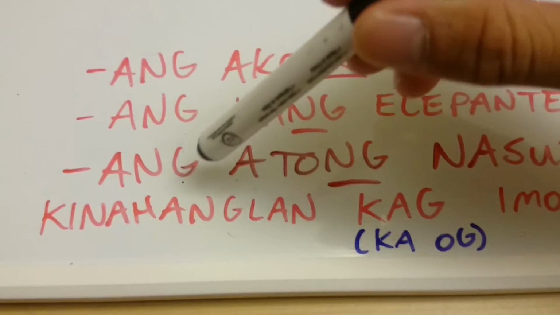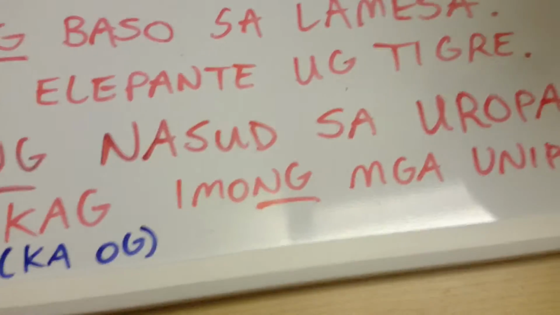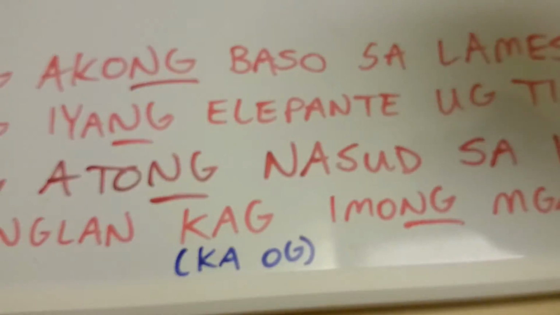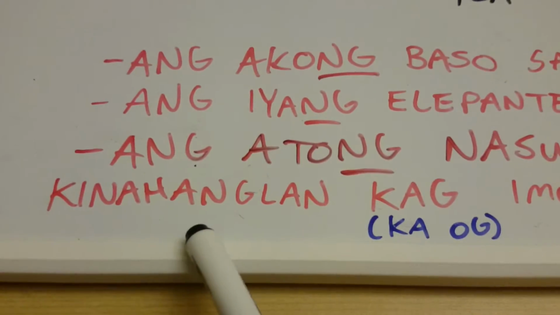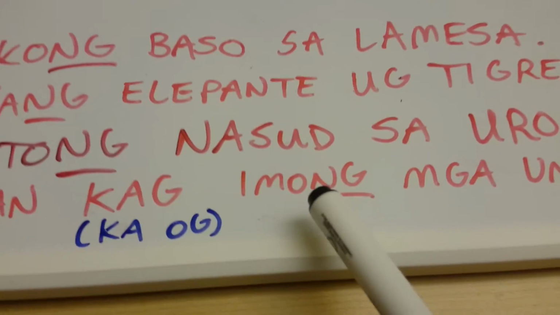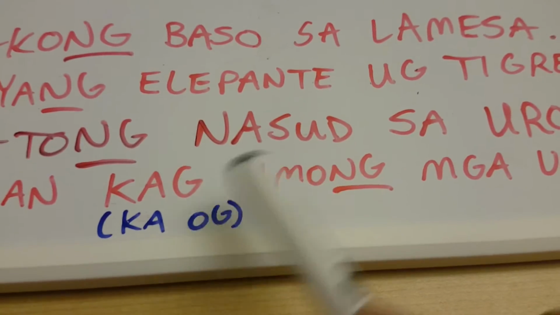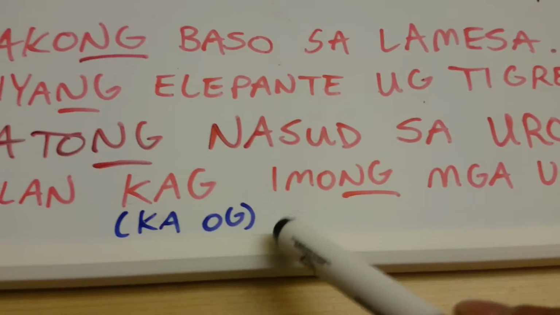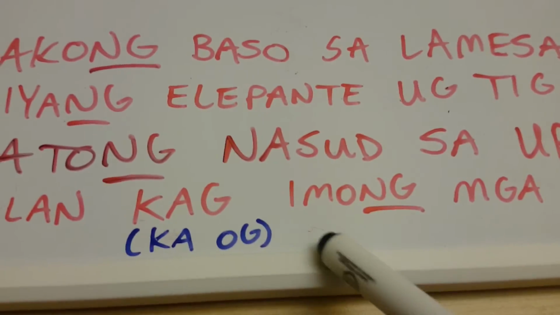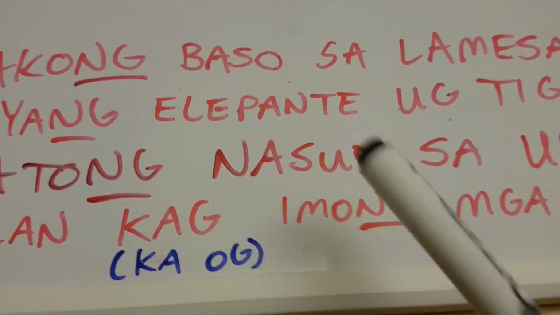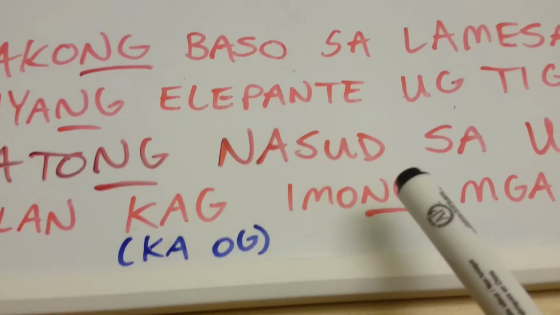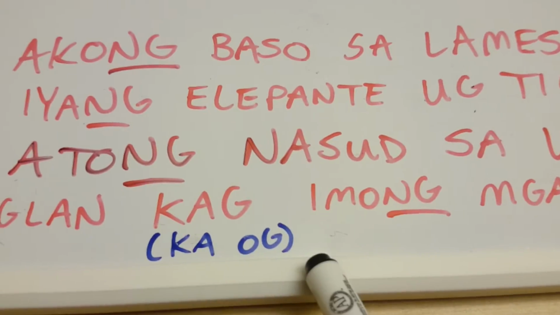So here's the sentence: kinahanglan ka imong mga uniforme, which means you need your uniforms. So kinahanglan is the verb meaning need, then kag, so ka-og. Remember that og is the object particle that marks the object of the sentence. That's why I wrote this sentence, to show why we need an object of the sentence, and why the subject can sometimes act like it. And kag is just the short form of ka-og.